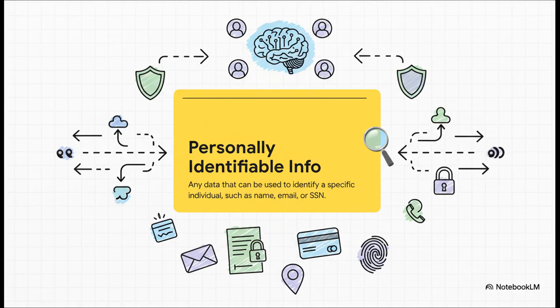So what exactly is this sensitive stuff we're trying to protect? It's called Personally Identifiable Information, or PII for short. Now, the official definition sounds pretty straightforward, right? Any data that can be used to identify a specific individual. But as you're about to see, what actually counts as identifiable is way, way broader than you'd think.